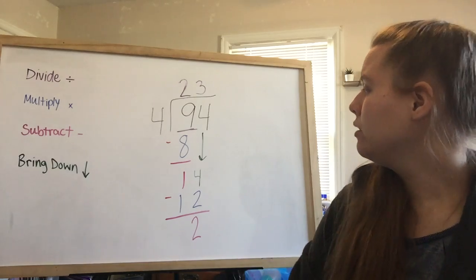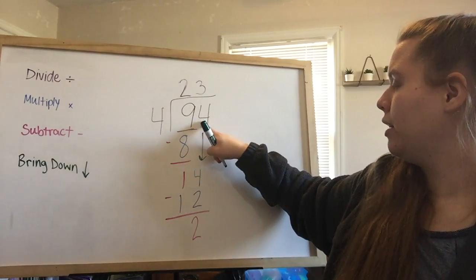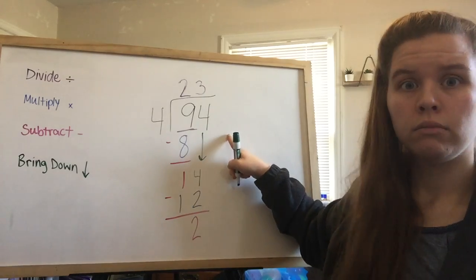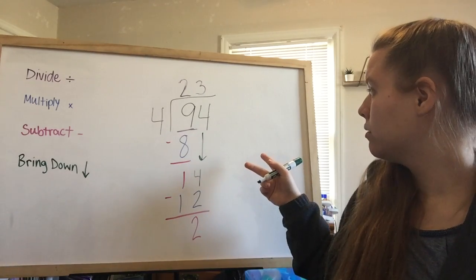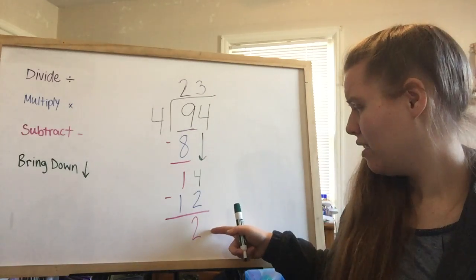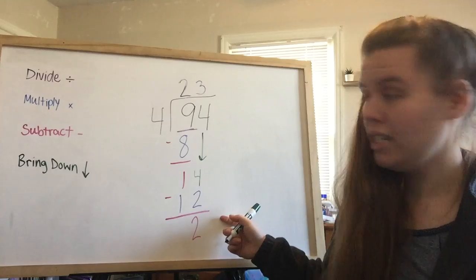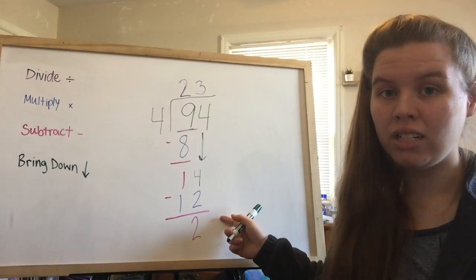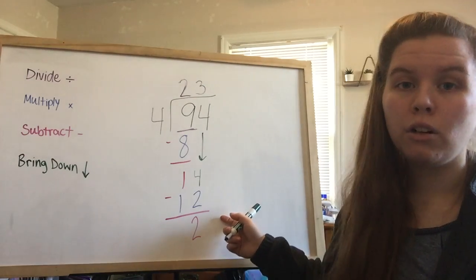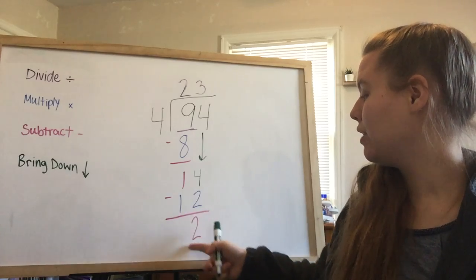Okay, now let's bring down. I've already used my 9. I've already used my 4. I don't have anything else to bring down, right? But look, I still have a number right here. Miss Jess, what does that mean? We didn't have that last time. No, we didn't, because last time it was an even division, which means there were no remainders. Okay? This time we do have a remainder.